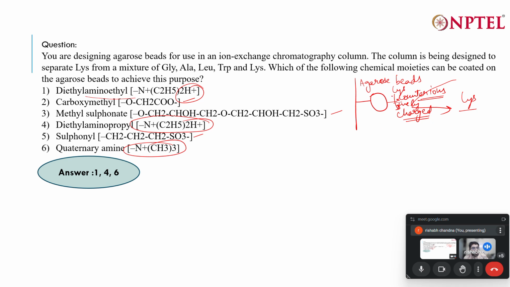The moiety that is attached to the agarose molecule for attaching these counter ions would be negatively charged, right? So in that case, the negative ions would be present. But if we talk about the counter ions that will be replaced by lysine, they would be positively charged compounds as mentioned here. Okay, is it fine?